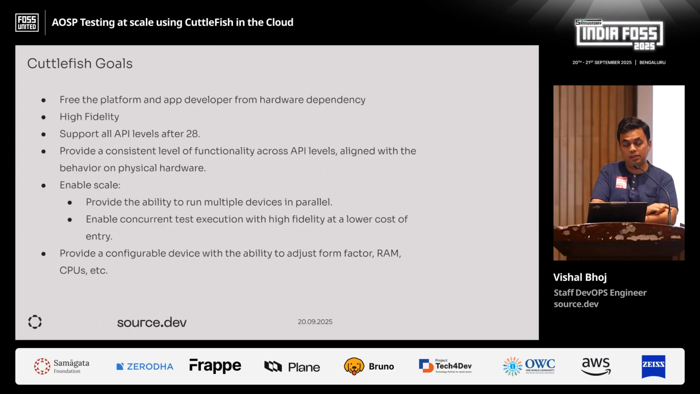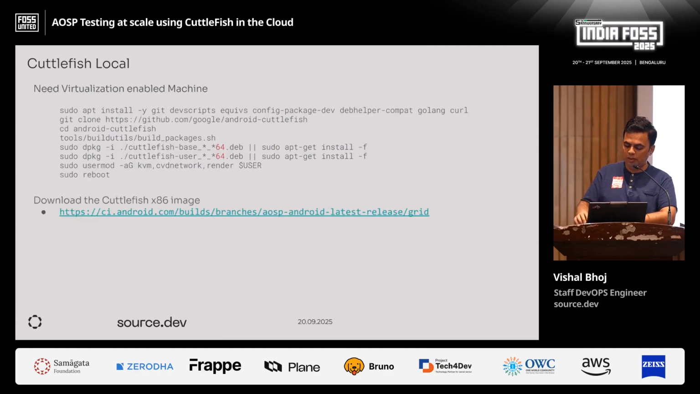And the goal is to enable scalability, so that you can spawn multiple instances of Cuttlefish and run your tests in parallel. At the same time, you don't have to have 10 hardware devices connected to your laptop. If you're able to have one server where you can spawn 50 Cuttlefish instances and run, that way, in the long term, it will help you reduce overall costs as well. At the same time, Cuttlefish is configurable to whatever form factor you want, a single display, dual display, and you can configure the RAM and CPU to test various configurations.